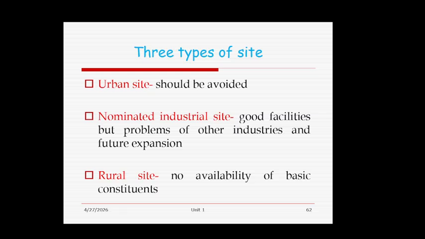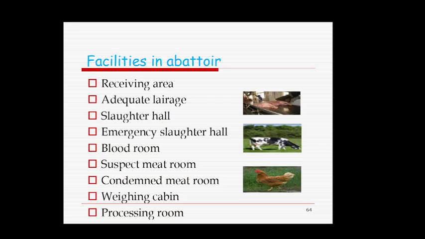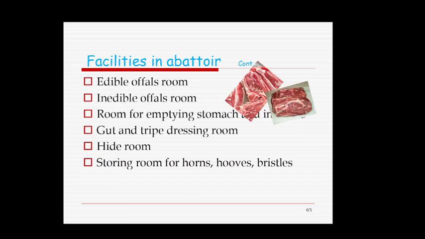In a rural site, there is no availability of basic amenities like light, water, and electricity. For the construction of the abattoir, there should be licenses from the state animal husbandry authorities, and we must take a no objection certificate from the local authority. We have facilities in abattoirs like receiving area, emergency slaughter hall, blood room, processing room, condemned meat room, etc. And there are the edible offals room, the gut and tripe room, storing room, etc.